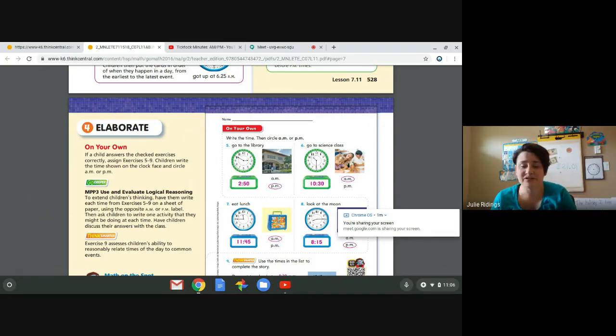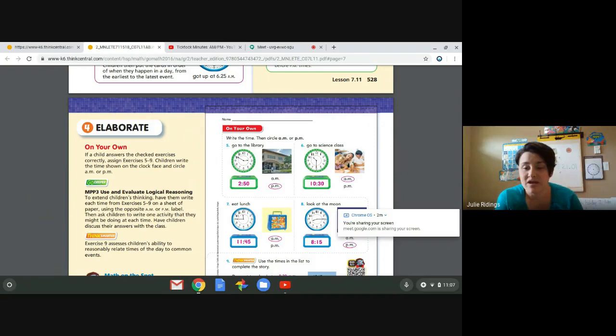Okay. Number 7, eating lunch. Ooh, this one's super tricky. Because I said, think about when you eat lunch as switching to PM. However, the time on the clock for number 7 was 11:45. That did not hit 12 noon yet. We're 15 minutes before noon. So this would still be AM. Once it hit 12 noon, that's when it switches to PM.